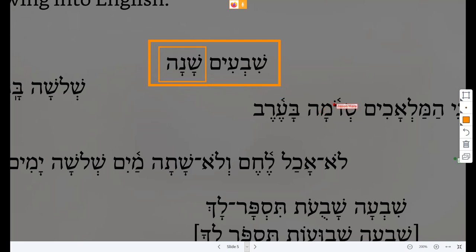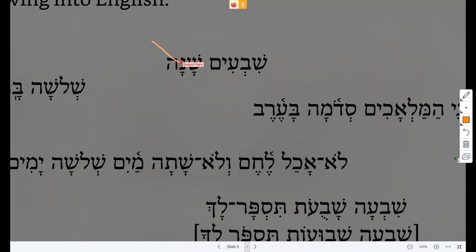Okay, do you remember maybe 1 through 10, like Echad, Shtaim, Shalosh, Arba, Chamesh, Shesh, Sheva? This is related to the word Sheva. Sheva means seven. And when you add im, it means times. So seven times 10 is 70. Shiv'im. Sheva, Shiv'im.